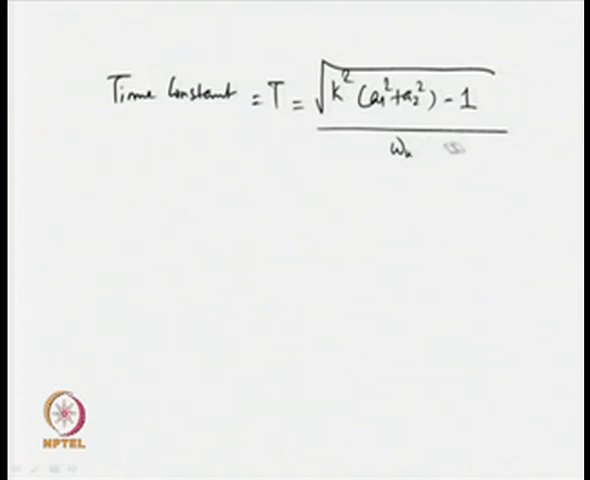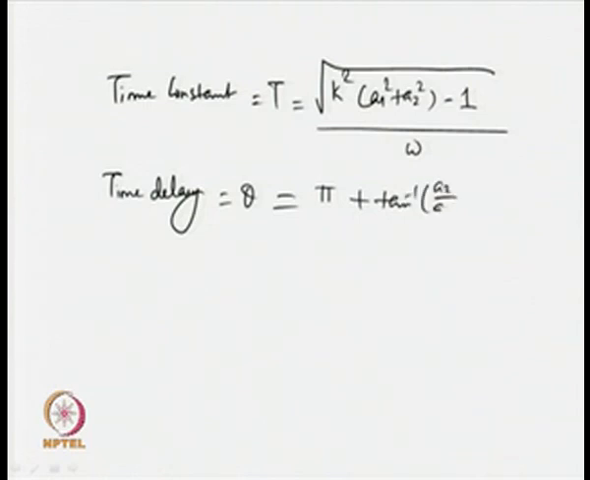Let us use omega in place of omega u. And similarly for the time delay associated with the transfer function model, we have an expression given as theta is equal to (pi plus tan inverse A2 by A1 minus tan inverse omega T) divided by omega.